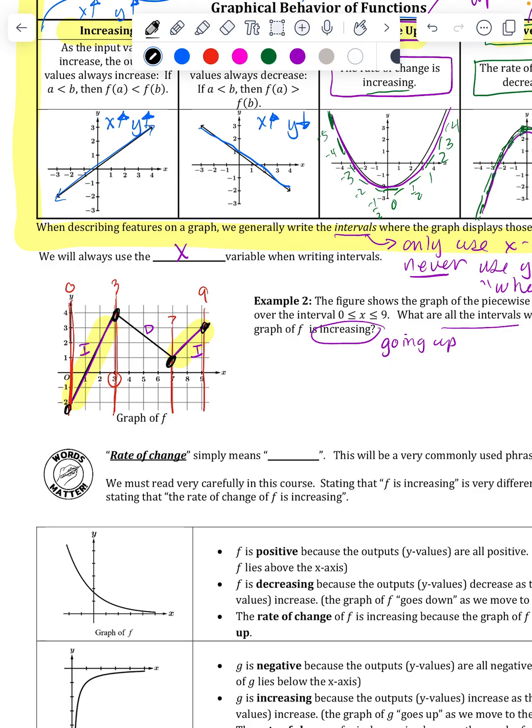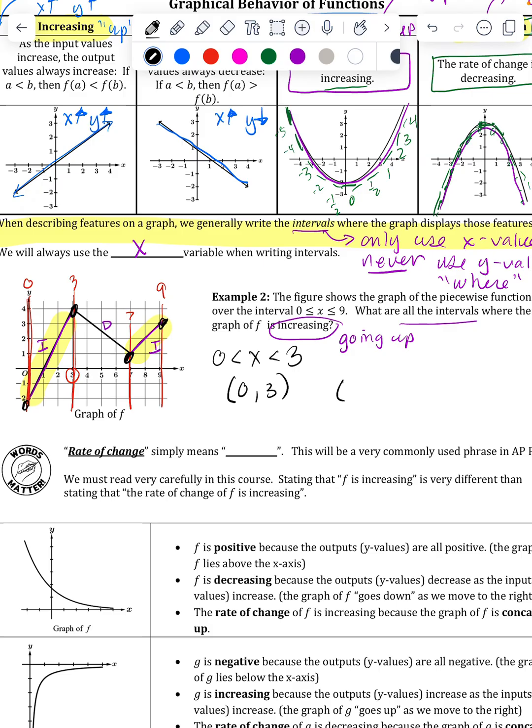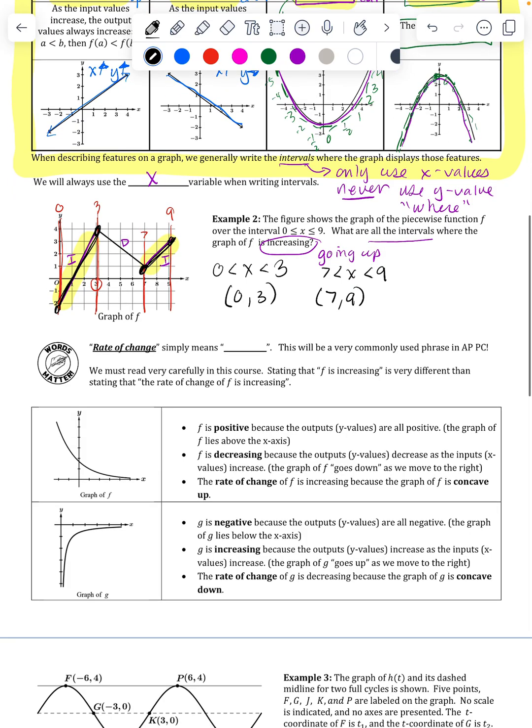Now, it's not increasing at 0 or 3 or 7 or 9. It's at a peak or a valley. It's changing directions. So these are going to be non-inclusive. I'm not going to include those numbers. So in algebra, we would have said X is between 0 and 3, not inclusive. But in interval notation, that will be parentheses saying from 0 to 3, it's increasing. And then again from 7 to 9, not including. So I would have 7 on the low end, 9 on the high end. X's in between there are increasing. So you're just describing where that's happening.